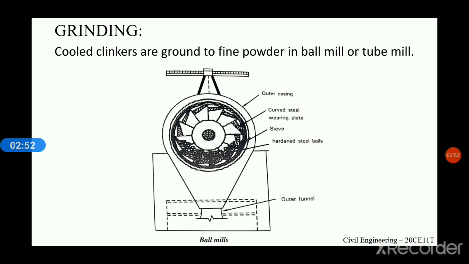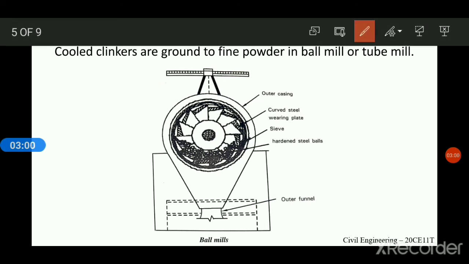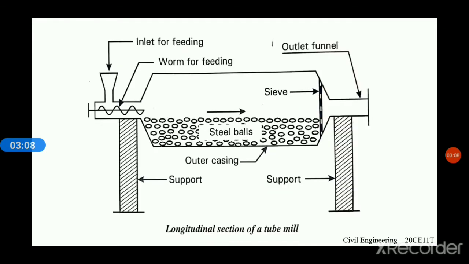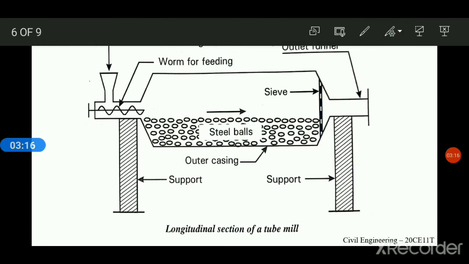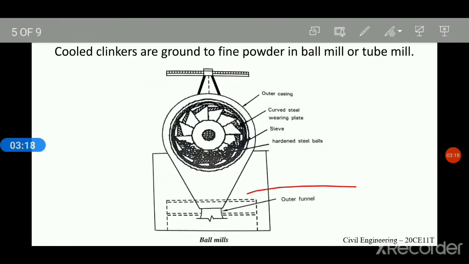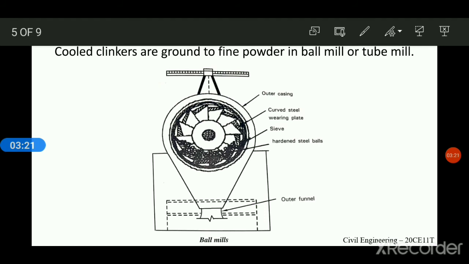The cooled clinkers are ground into fine powder in a ball mill or a tube mill. Here this is a ball mill. This figure shows the ball mill, and this is a tube mill which is in longitudinal section. So here cooled clinkers are ground to fine powder in a ball mill or tube mill.